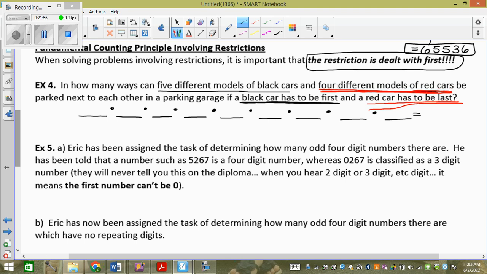We now have to write, I always write below what distinct options have to happen. Okay? So it says here that a black car has to be parked first. So we put a black car first. And then a red car last. Black car first, red car last. We agree? Yes. Now those are restrictions, aren't they? So they need to be dealt with first.